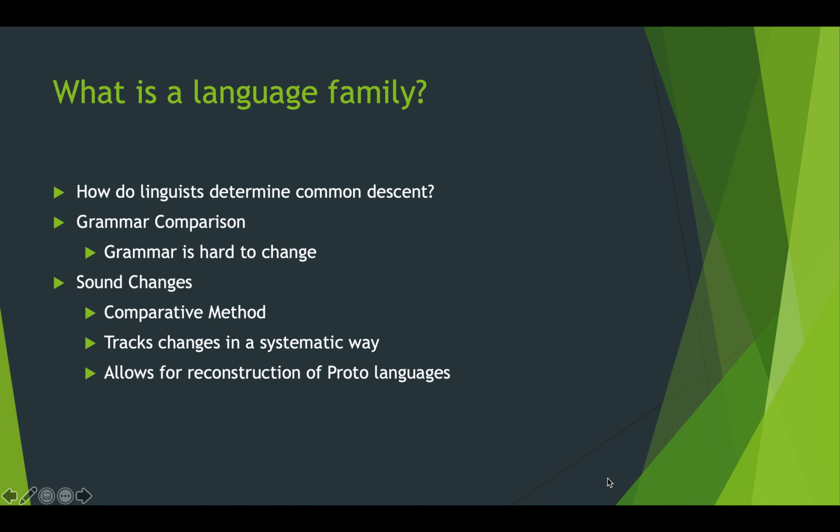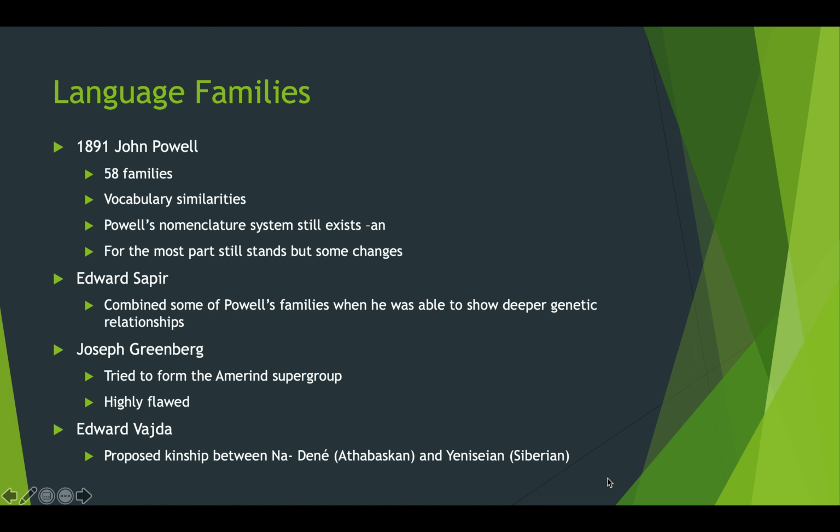And so by using this comparative method, we can try to rebuild proto-languages and look at sound change in a systematic way to show that, oh, well, this language very well could be related to these other languages because of the sounds that are in it and the changes that have happened.